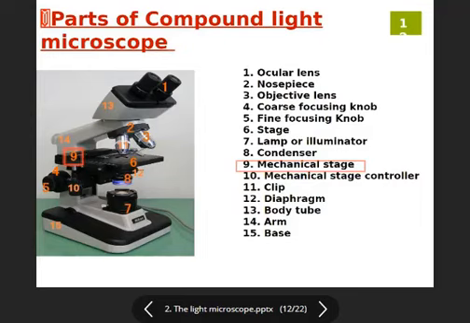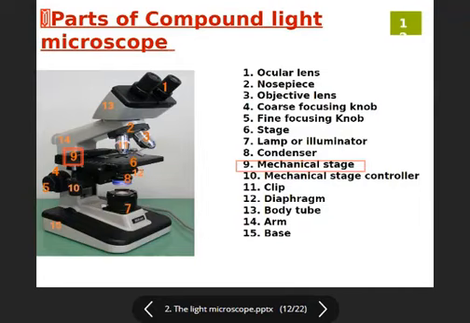This is the ruler present upon the stage, and this ruler is used to move the slide side by side. You remember number 4, number 5? They will move the slide up, down. But if you want to move the slide right, left, forward, backward, you use number 9, the mechanical stage. The mechanical stage is actually the ruler which is present upon the stage.